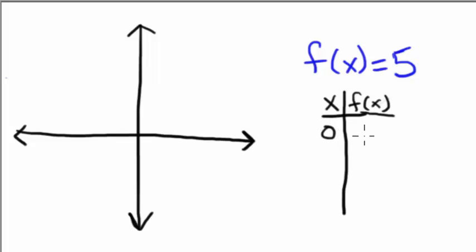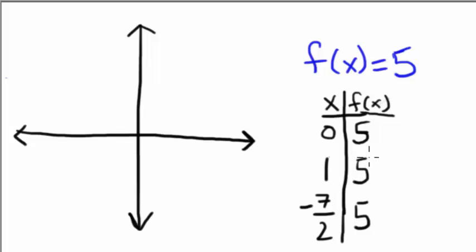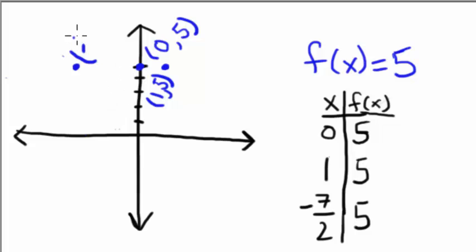So if you give it x equals 0, then you're going to get f of x is equal to 5. If you give it x is equal to 1, then f of x is equal to 5. If you give it x is equal to negative 7/2, then f of x is equal to 5. So you get 5 no matter what you put into it. And if you look at these pairs, (0, 5), (1, 5), (negative 7/2, 5), and so forth, on the Cartesian coordinate system, so here we have (0, 5), (1, 5), (negative 7/2, 5).